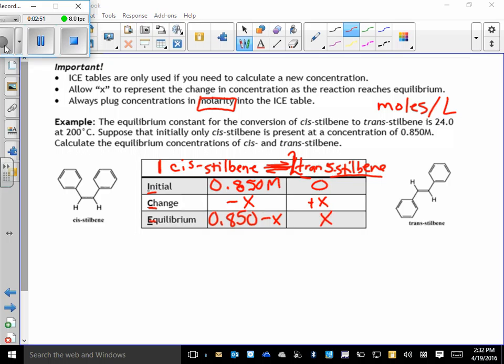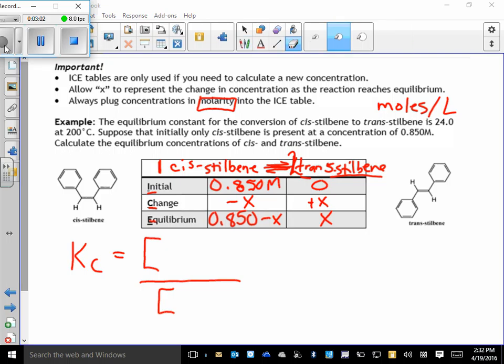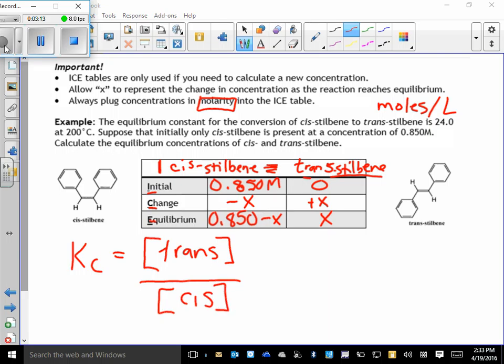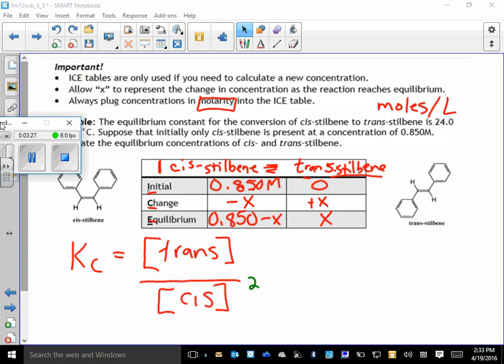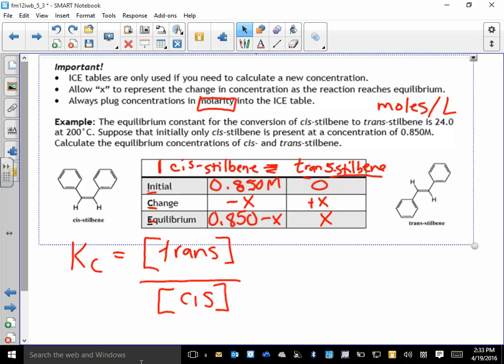Okay, we know that the equilibrium constant is always the concentration of the products over the concentration of the reactants. In this case, trans is our product, and cis is on the bottom. Because there are no coefficients, we don't have to add any squares or cubes. If there were numbers in front of the equation, we'd have to add those. But that's not the case here. So now we are just going to put in the values from our table and the values that were given to us.